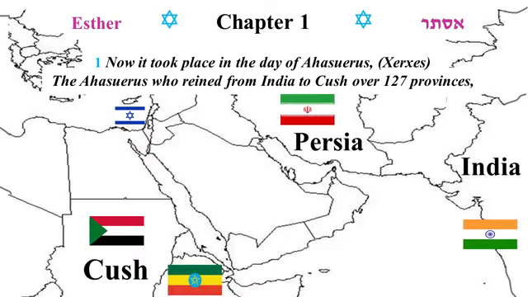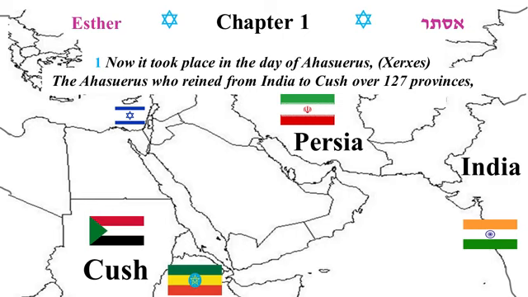You can see here the map of how big the Persian Empire was at his time. He went from India, well there's India on the far right, all the way to Cush. Cush, by the way, is the area below Egypt. Egypt is known as Mitzrayim in Hebrew, and below that is Cush.